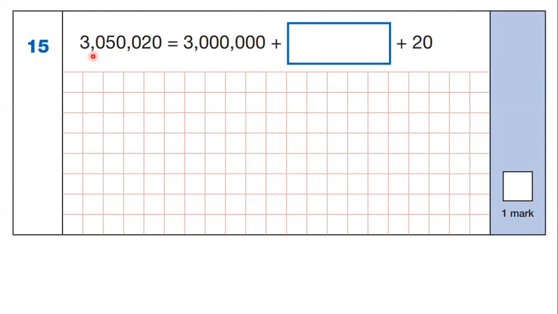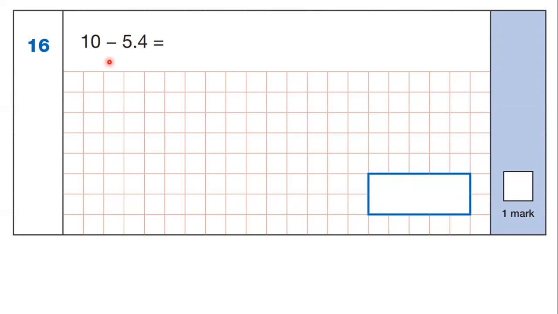Question 15. 3,050,020 equals 3 million plus something plus 20. So we can see that the number has been partitioned, but this 5 digit in our 10,000s hasn't been, and because it's in our 10,000s, we know that it stands for 50,000. Because you can see that there are 4 digits after the 5, so when we're partitioning it, we need 4 zeros after the 5.